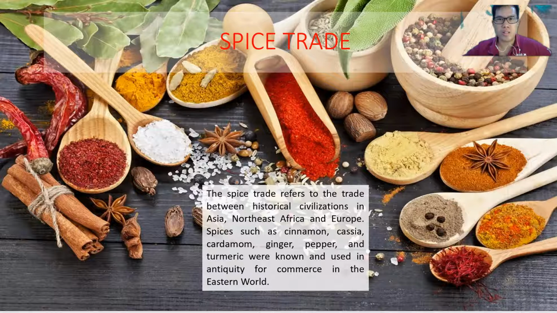Early on, let's look at the spice trade. The spice trade refers to the trade between Asia, Northeast Africa, and Europe. Northeast Africa is the top right-hand side of Africa, and is one of the closest parts to Europe. So these three continents are the ones trading between them. Spices such as cinnamon, cassia, cardamom, ginger, pepper, and turmeric were all being traded during that time.